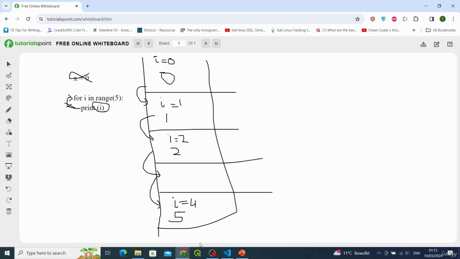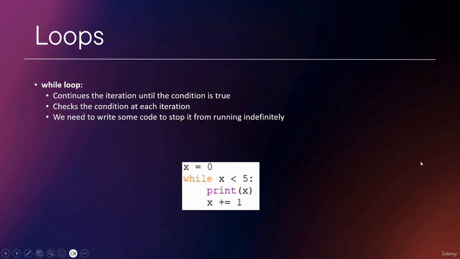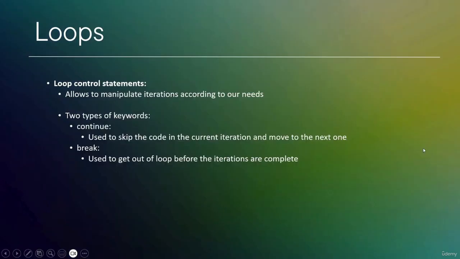So once it reaches here, then it says 5 iterations have been completed. I do not need to check for any condition. Exit out of the loop. That's it. So that is the concept behind it. So let's go ahead, continue with our slides, with the lecture.